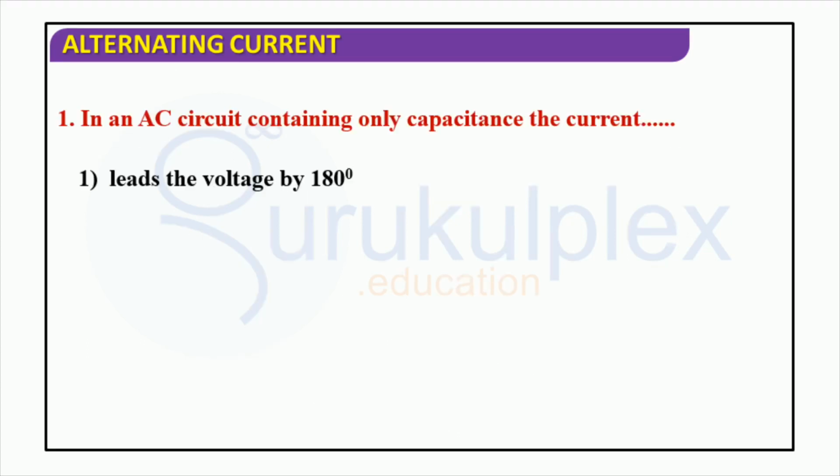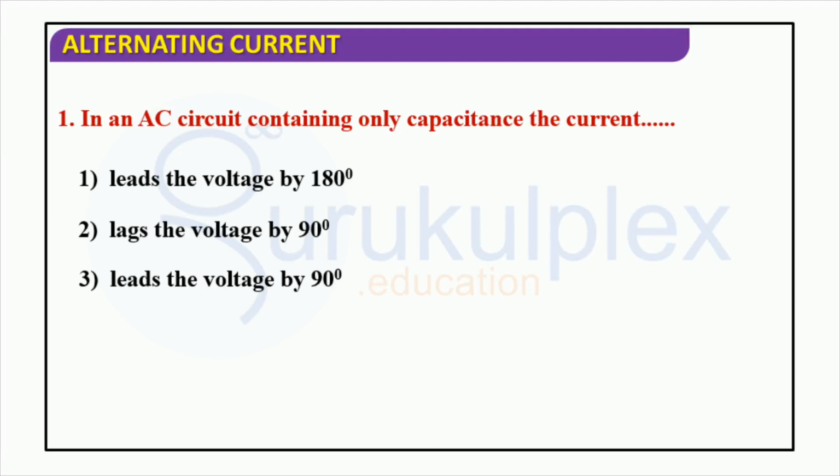The current in an AC circuit containing only capacitance relates to the voltage in a specific way. It leads the voltage by 90 degrees, meaning the current peak occurs earlier than the voltage peak by 90 degrees, or 1/4 of a cycle. This is a very important concept to understand when working with AC circuits.